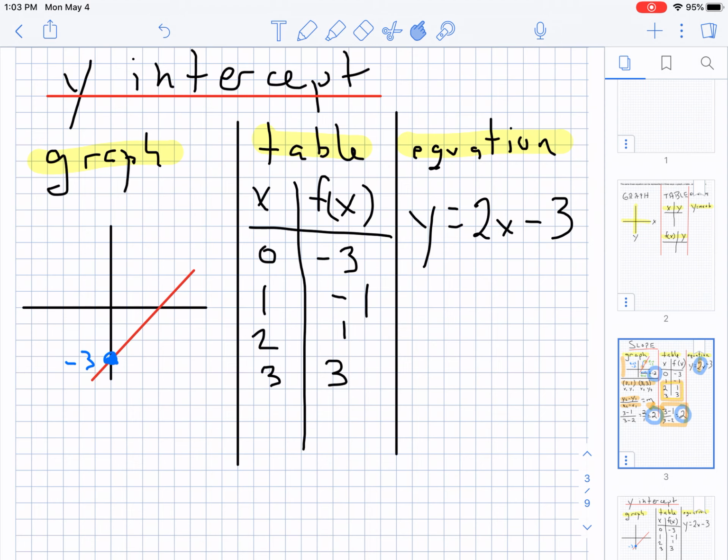What about y-intercept? We can also find y-intercept in a graph, table, or equation. When we look at a graph, we know that the y-intercept is where the line crosses the y-axis, or where the function crosses the y-axis. In a table format, we can look at where x is 0, and we can see that the y-intercept is -3. Or in the equation, we know that the very last variable is also the y-intercept. So in these three cases, you can see that the y-intercept is -3, either by looking at a graph, a table, or an equation.